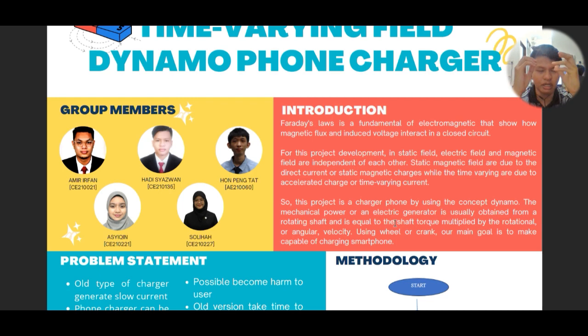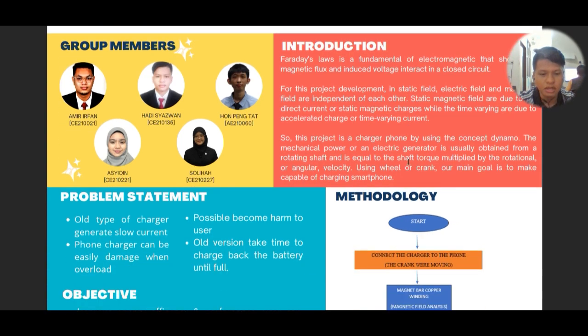So there will be a shaft inside the dynamo itself, and the power is equal to the shaft torque multiplied by the rotational or angular velocity. So using a wheel or crank. Our project is using the crank, and the concept from the bicycle for the dynamo is using a wheel. So our project's main goal is to make something capable of charging a smartphone.